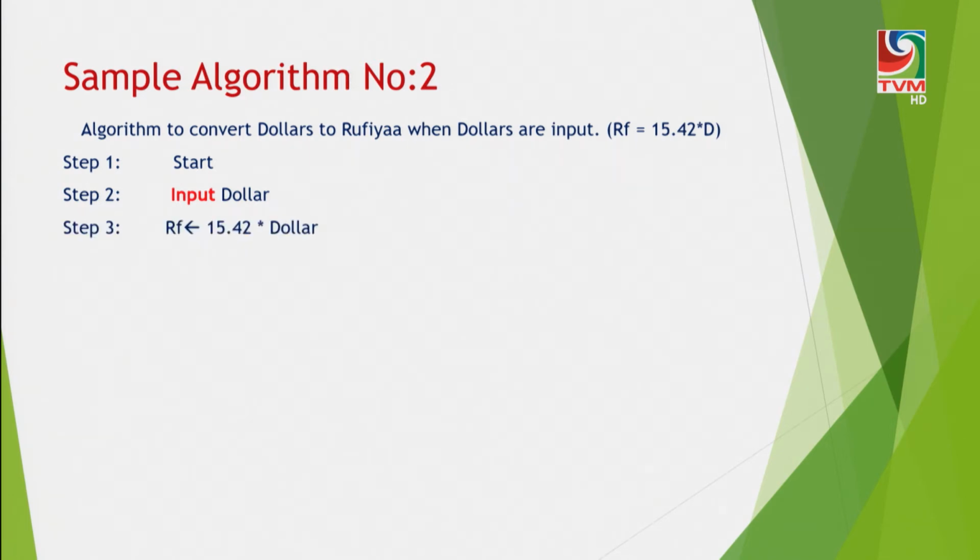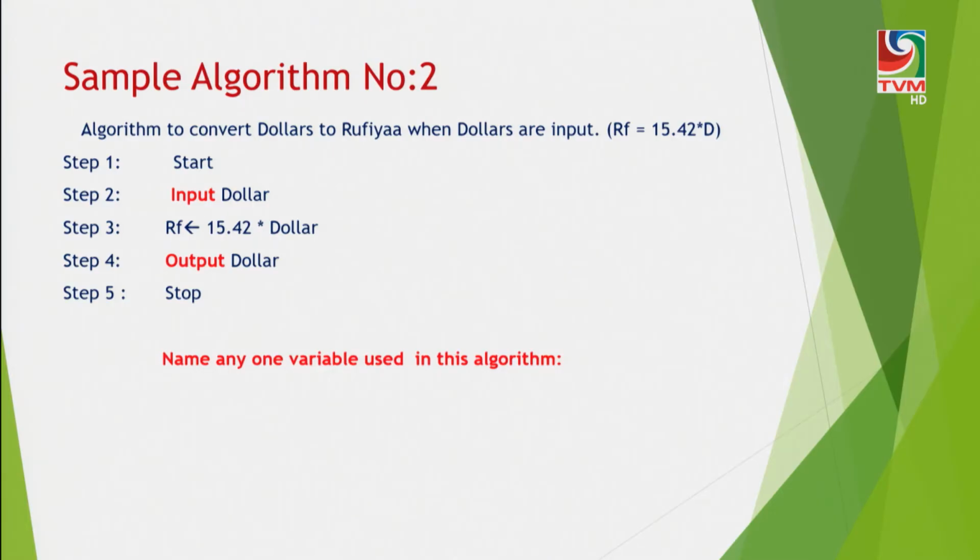And the rupiah, you are calculating the rupiah; the equation is given here. You calculate the rupiah by multiplying 15.42 with the dollar, and you get the rupiah value. Output dollar: the value will be output here using an output symbol. If you don't want to use output, you can write print also, fine, and stop. This is also a basic algorithm. In this algorithm also there is one variable used, so the answer will be dollar. So dollar will be the variable used in this algorithm.